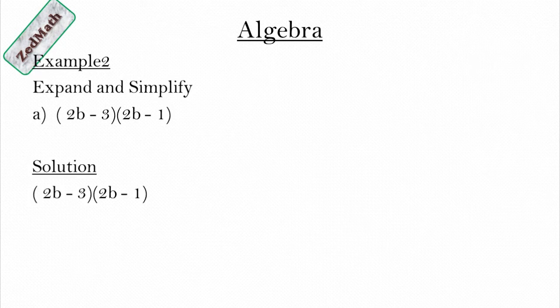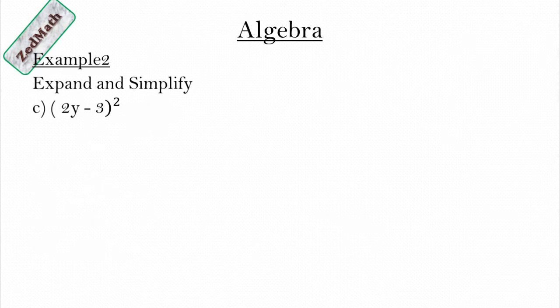So we write the expression that we've been given, then we start the multiplication. 2b by 2b is 4b squared, 2b by negative 1 is negative 2b, negative 3 by 2b is negative 6b, negative 3 by negative 1 is positive 3. We can see that we've got like terms already collected for us. That is negative 2b and negative 6b, which we know is going to give us negative 8b. So we can write our final expression as 4b squared minus 8b plus 3.